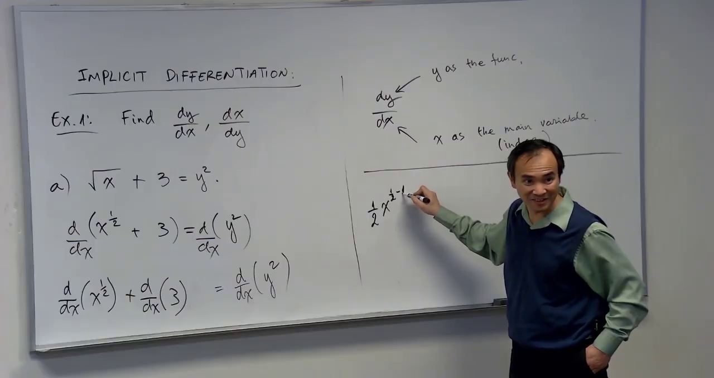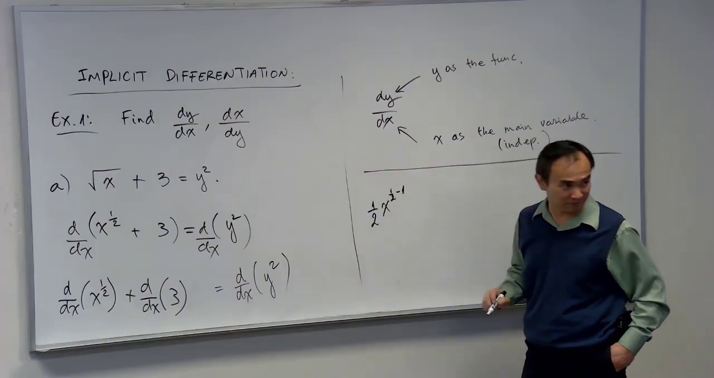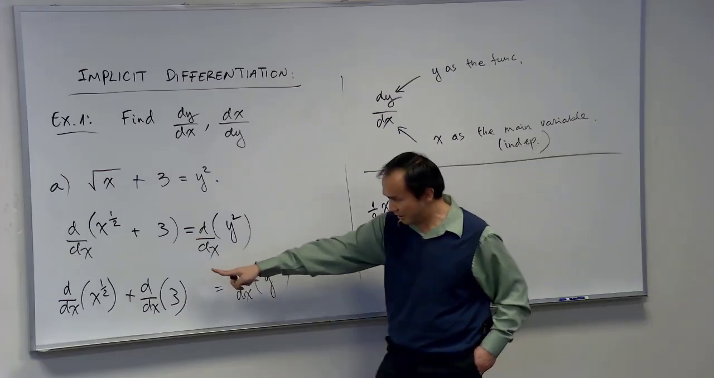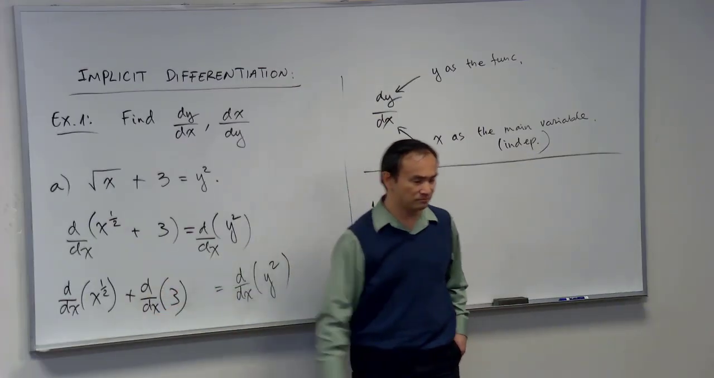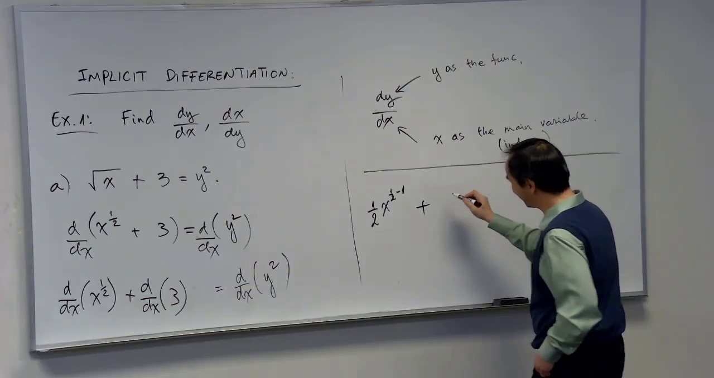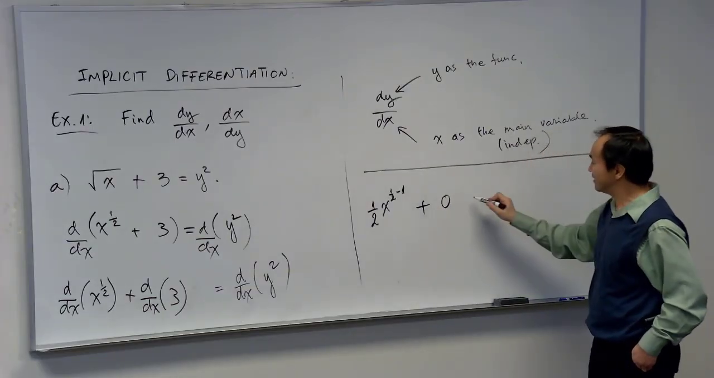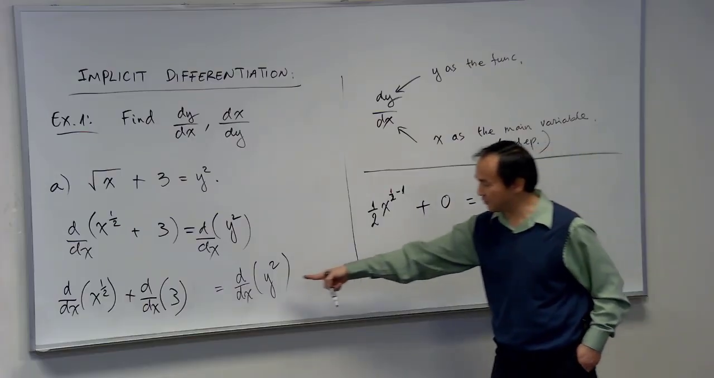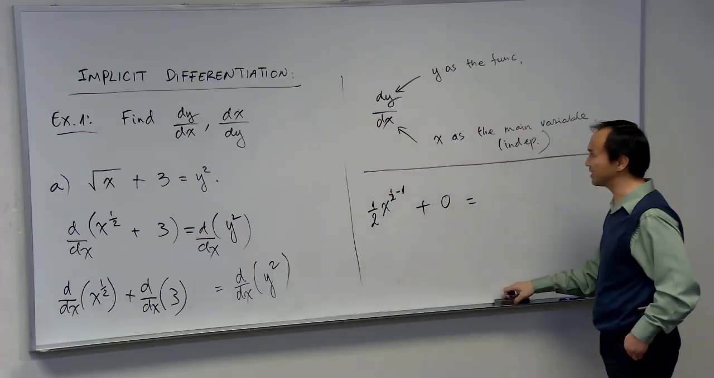You guys with me there? And eventually it's going to be a power of negative 1/2, right? Plus, now what's the derivative for a constant term? Doesn't matter what variable it is, it's going to be 0. Plus a 0 equals. So now let's handle that derivative on the right hand side.